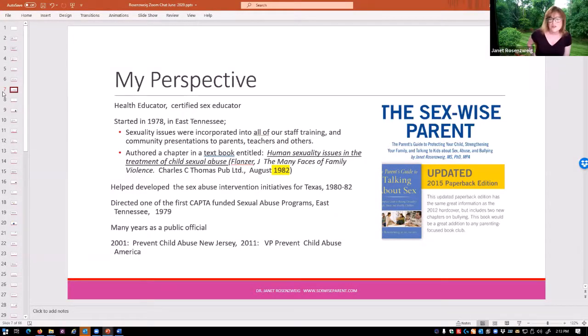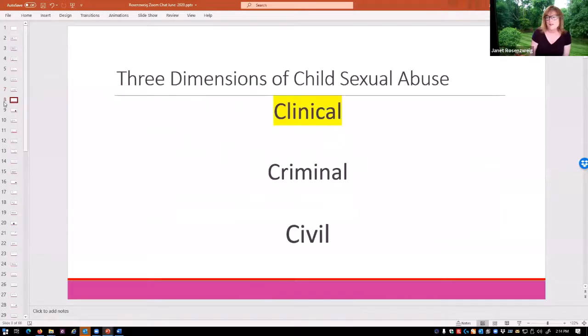My perspective, as Stacy told you, is that I came at this work as a sex educator, recruited to work on one of the first federally funded child sex abuse programs in the country. I always come at my work in child sex abuse from that perspective. The first thing I published on this topic was back in 1982, before I bet at least half of you on this call were born. I had a chapter in one of the first textbooks on family violence, on human sexuality issues in the treatment of child sex abuse. A lot of those concepts that we put out in 1982 are still considered innovative today. So that's the perspective I'll be coming from.